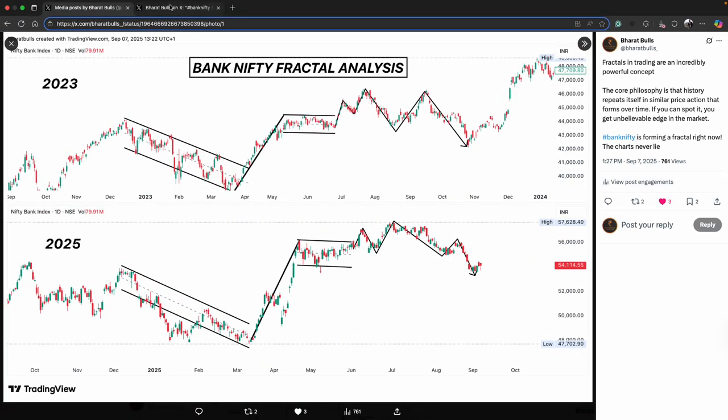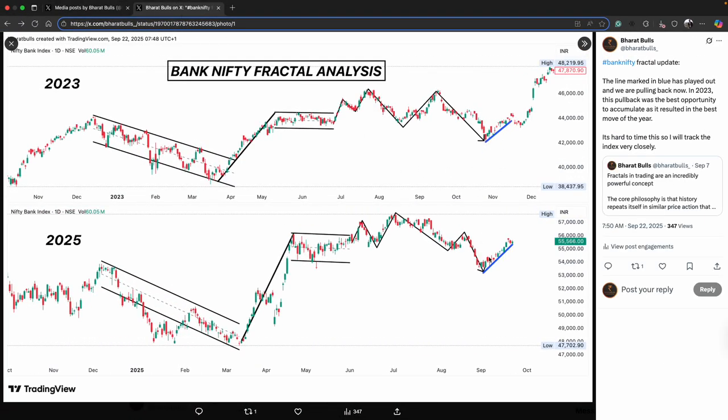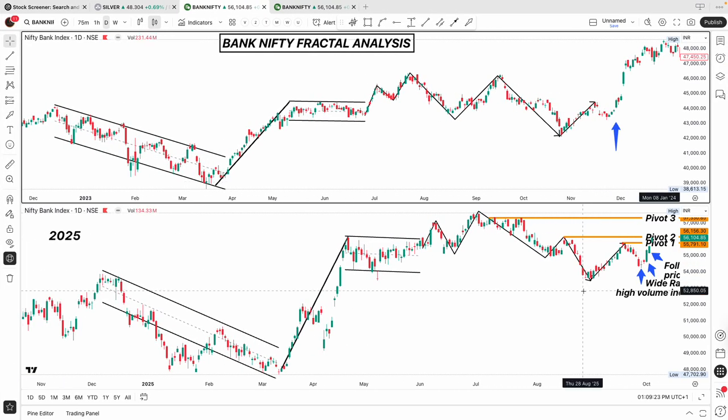So let me just go back. And I said, okay, so this blue line has now played out. I'm going to be waiting for a pullback to accumulate for the best results, because that's when the massive rally happened on the upside and we broke to all-time high levels. And this is exactly what is happening today.